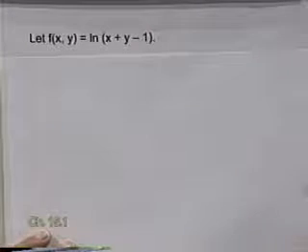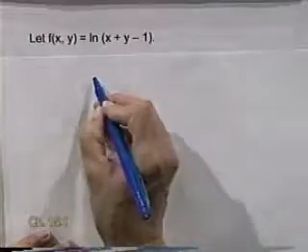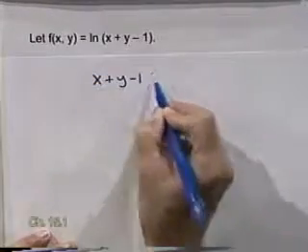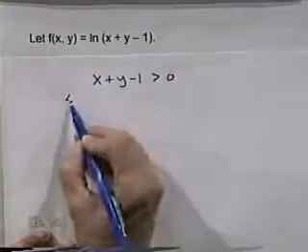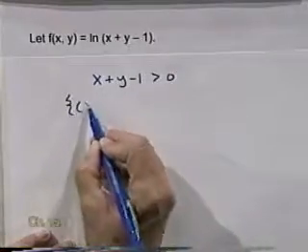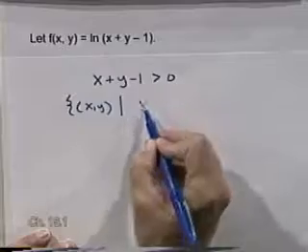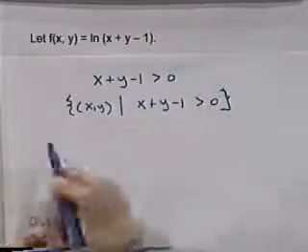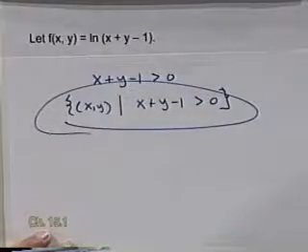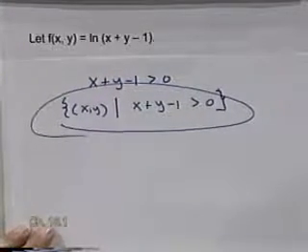Well, remember, natural log, what can I do with natural logs? I can't take the natural log of 0. I can't take the natural log of a negative. So what's inside the parentheses has to be greater than 0. Formally, you could write your domain as the set of all ordered pairs x, y such that x plus y minus 1 is strictly greater than 0. That's your domain. It's a subset of two-dimensional space.